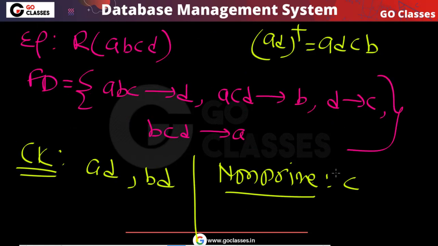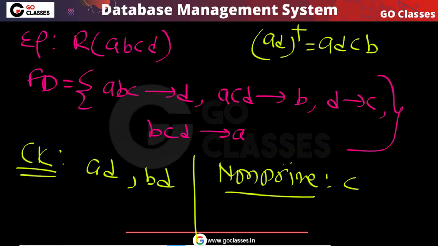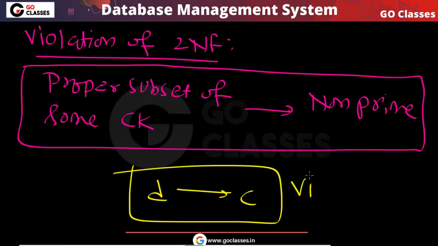The only non-prime attribute we have is C, and these are our candidate keys. Now let us check, is there any violation of 2NF? Can a proper subset of a candidate key determine C? C is the only non-prime attribute. Yes, D can determine C. So you can notice this is the violation of 2NF.